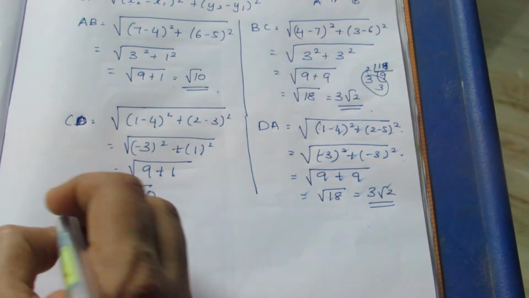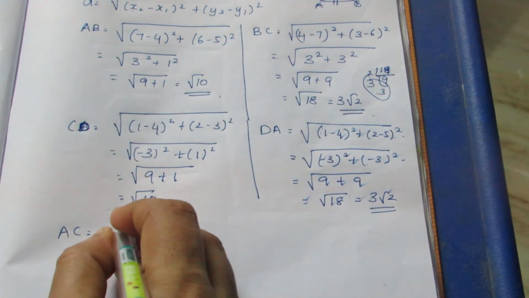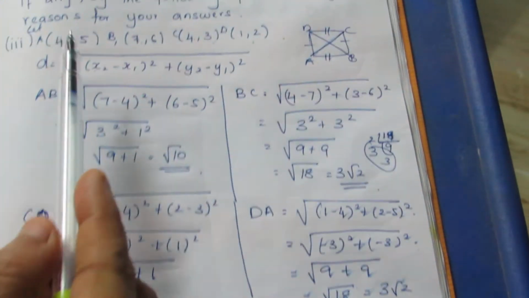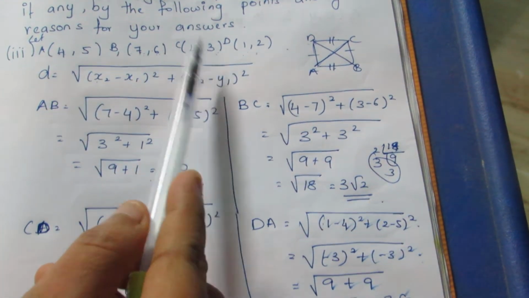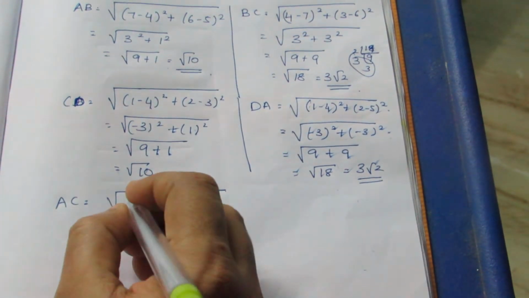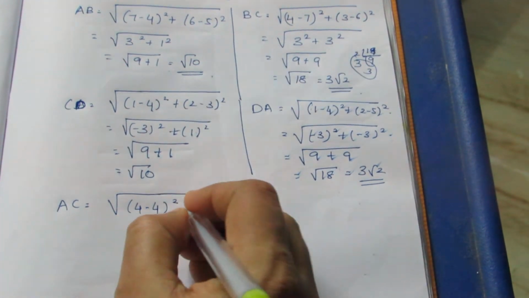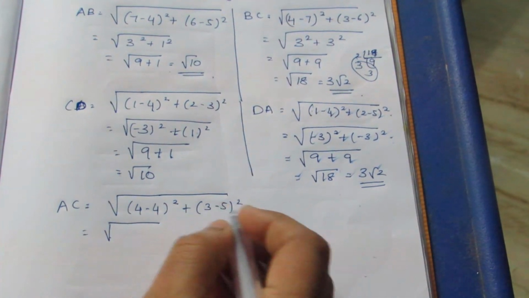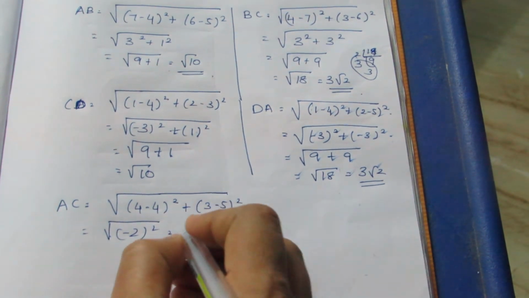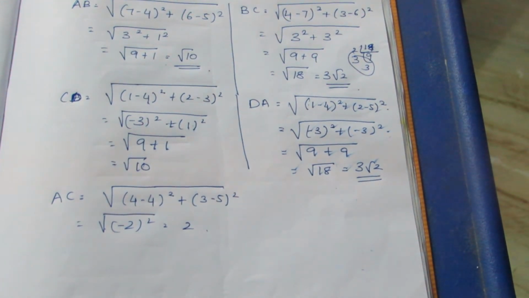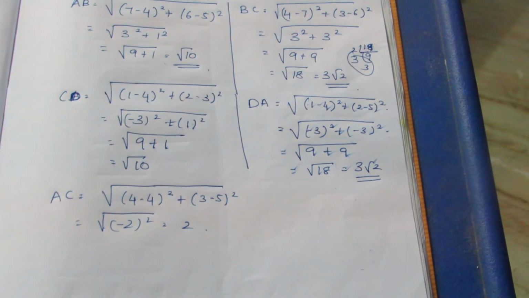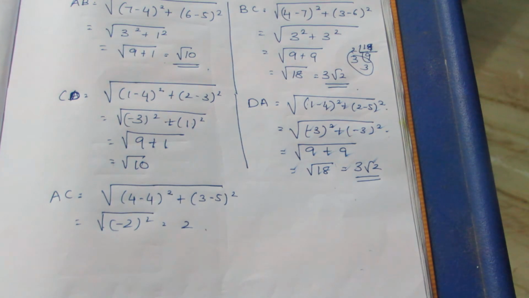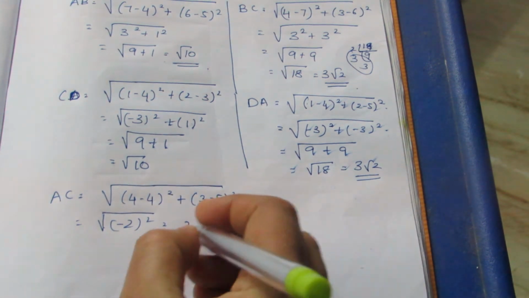Let us check the diagonals. AC: for A and C, we take the points as x1 y1 and x2 y2. So 4 minus 4 the whole square plus 3 minus 5 the whole square. This becomes 0, so leave it off. This becomes minus 2 the whole square. Squaring, the minus becomes plus and the square and root cancel. If you don't know about the sign, just square it and then take the root. We get root 4, which is nothing but 2. So AC we have found.